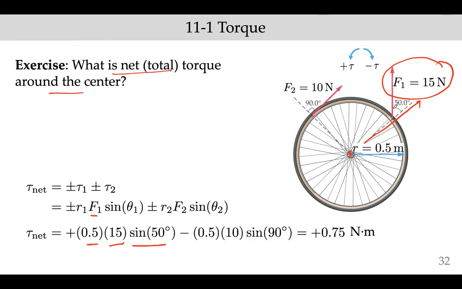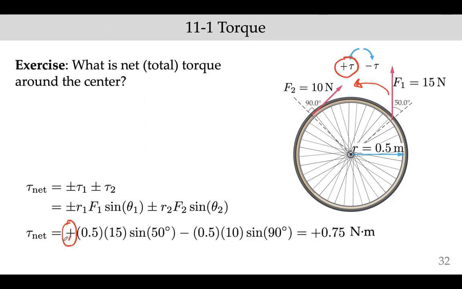And this force would turn the wheel in this direction, right? And this direction is counterclockwise, so it will be positive torque. That's why we have a positive sign here. Now let's come to F2. So the torque will be 0.5 times the radius times the strength of the force. And now the angle between them is 90 degrees, which will give you 1.